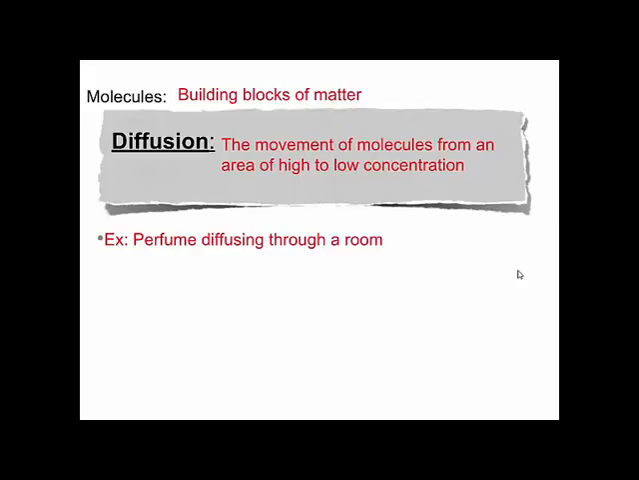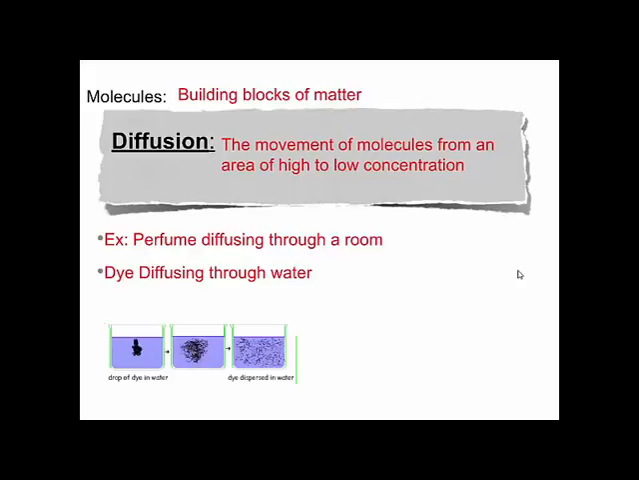And what had happened is the molecules that Mr. Arcuri had released in the corner of the room started off at a very high concentration, probably a deadly concentration. But over time, those molecules spread out into less concentrated areas throughout the room, and that's why I could smell that odor as soon as I came in this classroom. The molecules had diffused throughout the classroom.